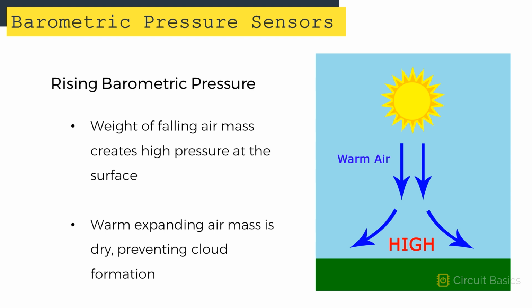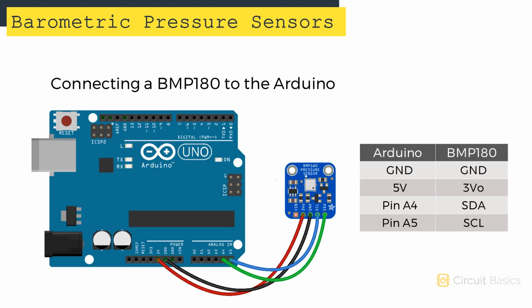Okay, now let's set up the BMP180 on the Arduino and take some measurements. The BMP180 uses I2C to communicate with the Arduino. The Arduino Uno has the SDA pin at analog pin A4 and the SCL pin at analog pin A5. Other Arduinos have the I2C pins in different locations, so be sure to check that before connecting it.